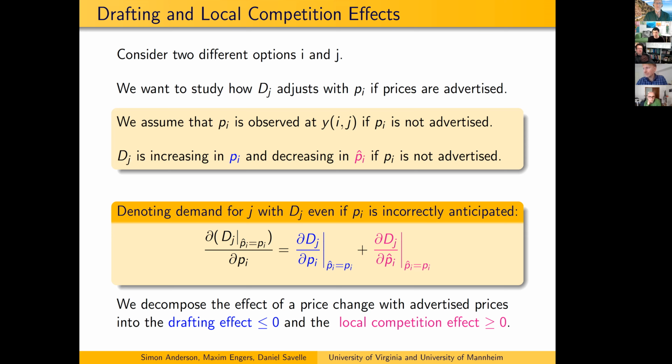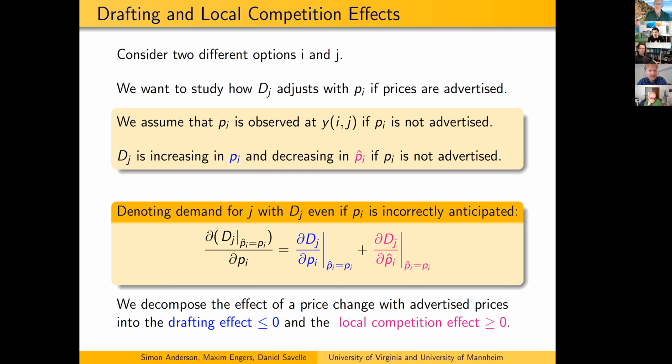But that's overall going to just equal the derivative of DJ with respect to this hidden price I, evaluated at correct anticipation, plus the derivative of DJ with respect to the anticipated price, evaluated at correct anticipation. So the blue part is going to be the local competition effect, and the magenta part is going to be the drafting effect. And the idea is that they will always go in opposite directions, and which one dominates is not clear. We can set up a model with a single box and give you conditions in that world to give you an idea of why these might be complements or substitutes.